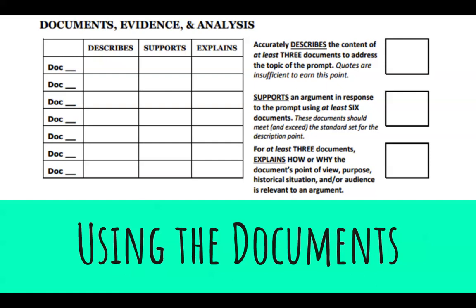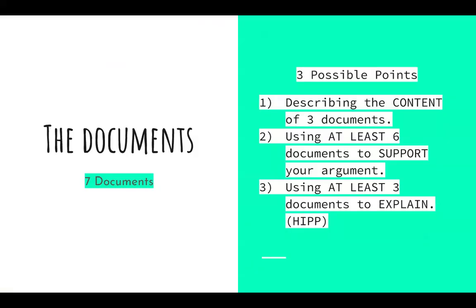Y'all, even though this says 3 documents, 6 documents, 3 documents, use all 7 in some way, shape, or form. So you got 3 possible points that you can score with these documents. You describe the content of 3 documents, using at least 6 documents to support your argument, and you get a point for using at least 3 documents to explain. So you're kind of doing like your HIP, you're explaining them.